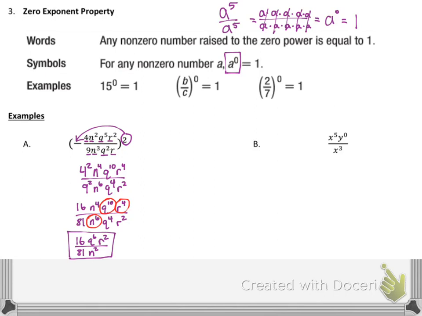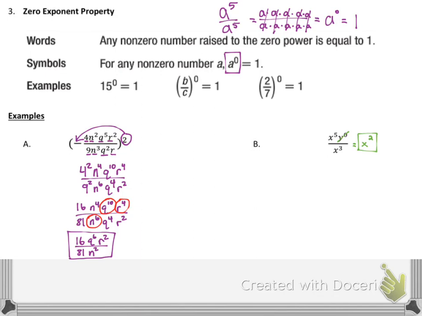Let's try example B. Example B, I have x to the 5th times y to the 0. Here's the thing. Anytime I see y to the 0, that just cancels because it's just 1, right? So then I have x to the 5th divided by x cubed, same base. I subtract the exponents, and since the 5 is bigger in the numerator, it's going to be left over in the numerator. X squared divided by 1, but you really don't even need the divided by 1, so x squared is my final expression.